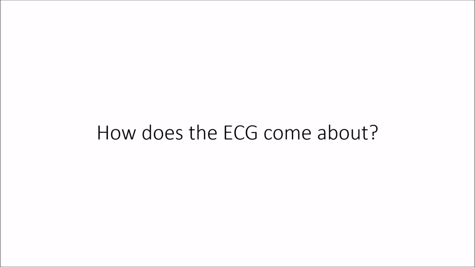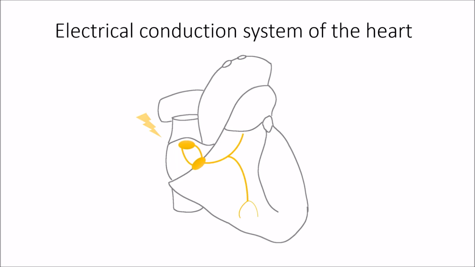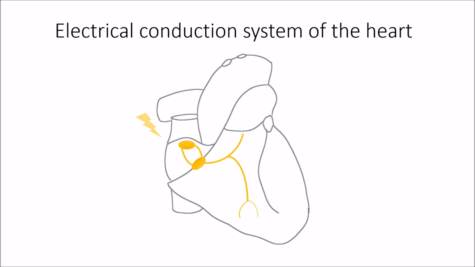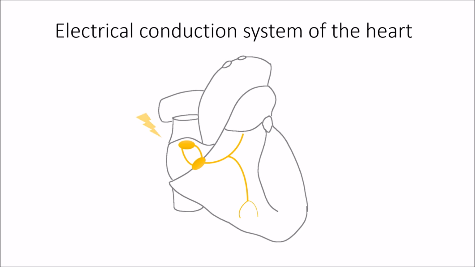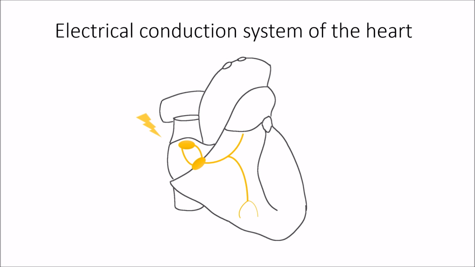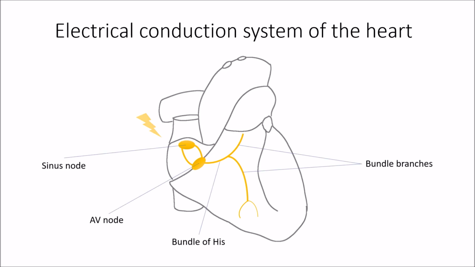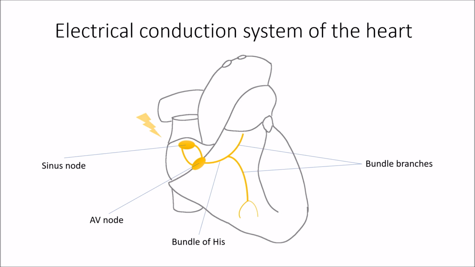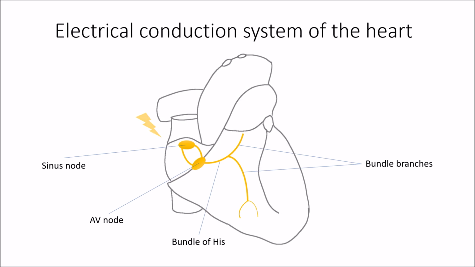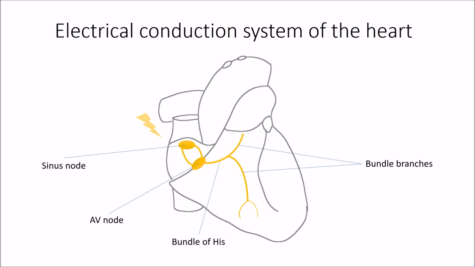First of all, let's look at how the ECG is generated. The heart has its own electrical system. This system constantly sends impulses to the heart muscle cells so that they can beat. To be more precise, it is the sinus node that generates these impulses. These electrical signals are then transported to the heart chambers via the AV node and the His bundle. This is followed by the contraction of the heart.